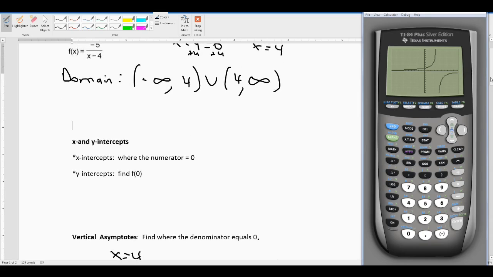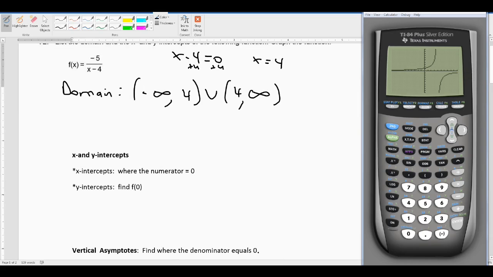Now on the x and y intercepts, to find the x-intercepts, it's where the numerator equals 0. Well, you can't set -5 equals 0 because it doesn't equal 0. And furthermore, if you look at the graph, it looks like it's not crossing the x-axis, so there is no x-intercept. And for the y-intercept, you want to find f of 0, which means you substitute in.